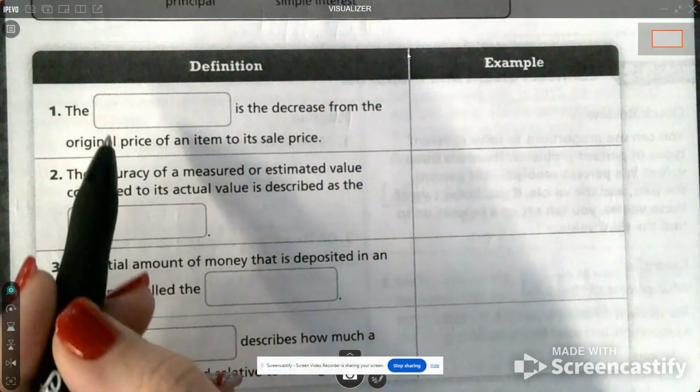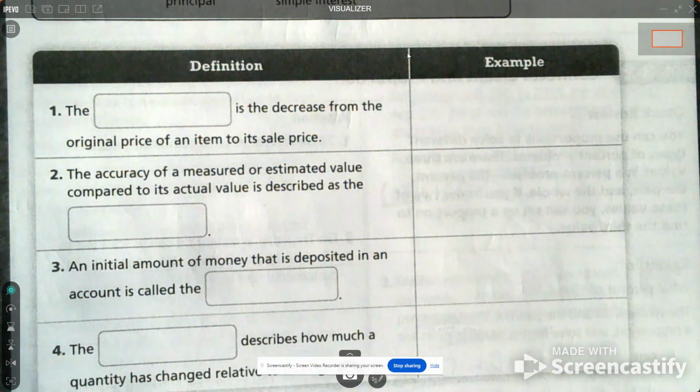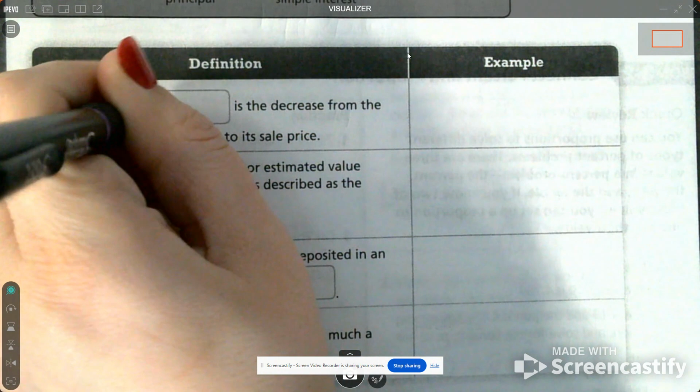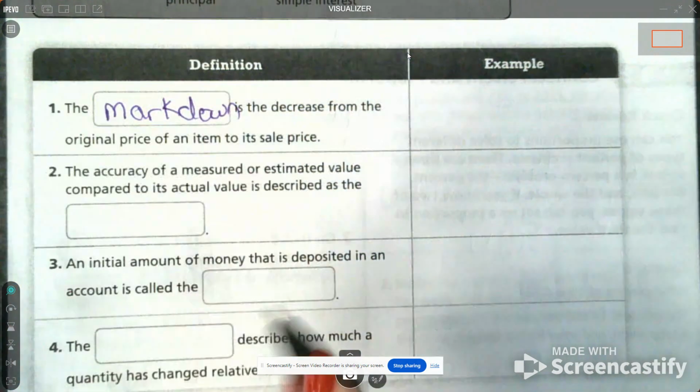So number 1 says the blank is the decrease from the original price to its sales price. What would that be? What is the decrease called from the original price to the sales price? Marked down. Increase is mark up, but decrease is marked down.